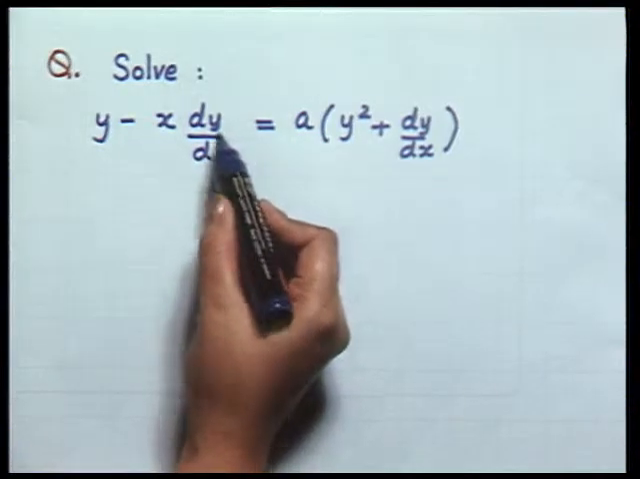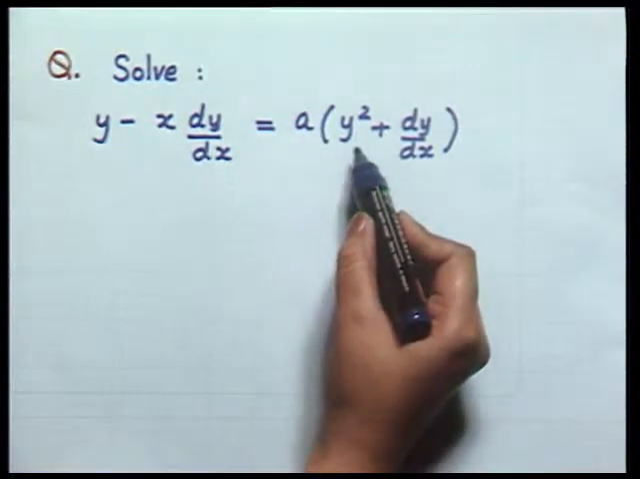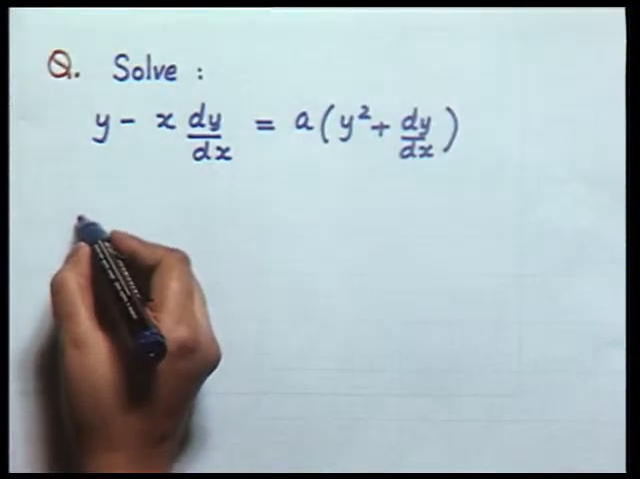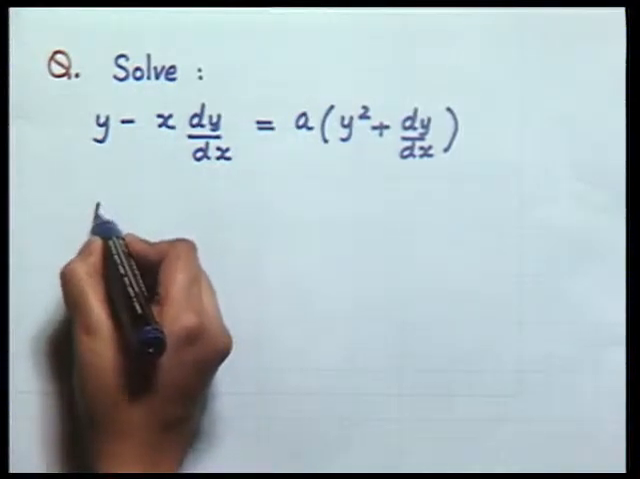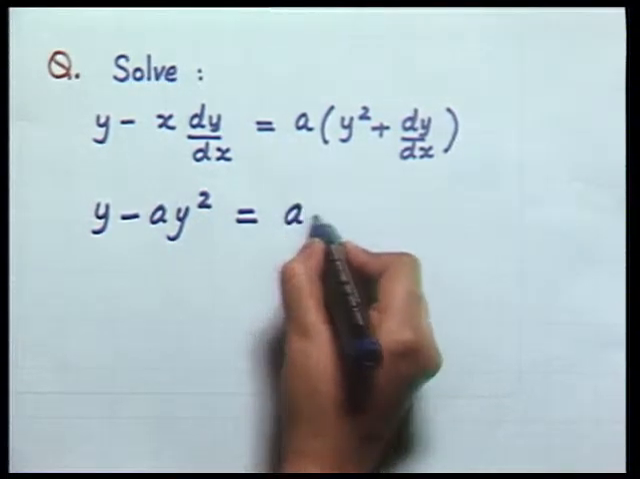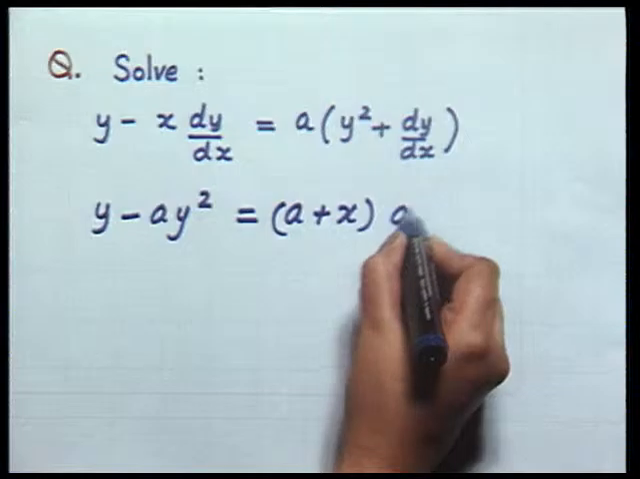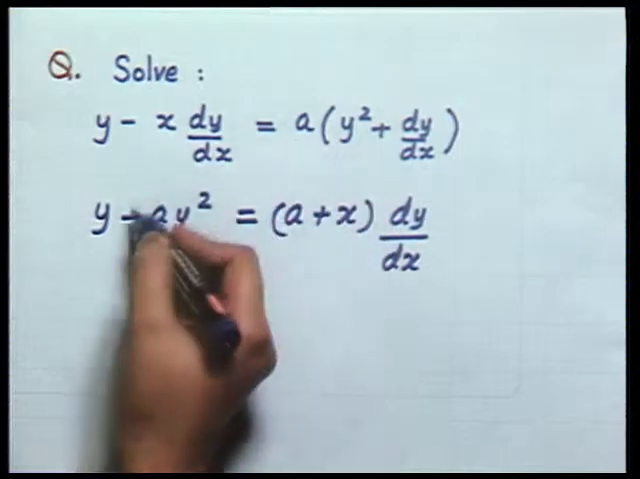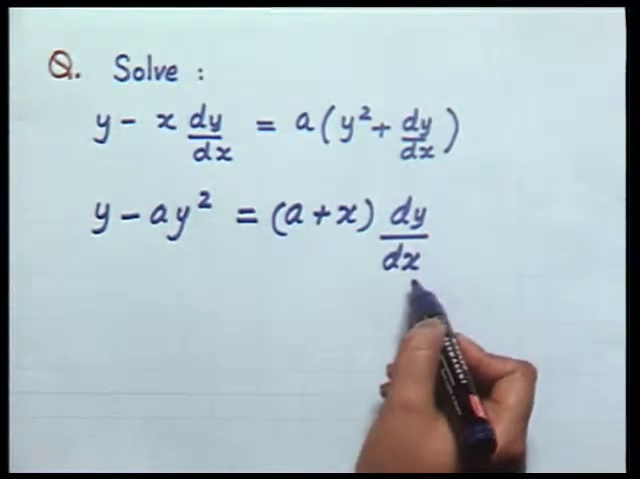The technique remains the same. What you have to learn is to observe and decide whether it is possible for you to separate the variables. Consider another problem. Solve y minus x dy by dx is equal to a times (y square plus dy by dx). Again, if we are able to collect the terms on one side along the y and of x on the other side, it's termed as a question which can be solved by the variable separable method. That's what I have been able to do. Bring a y square here, you have (a plus x) dy by dx.